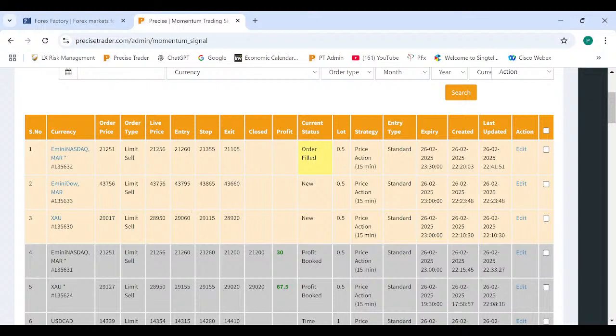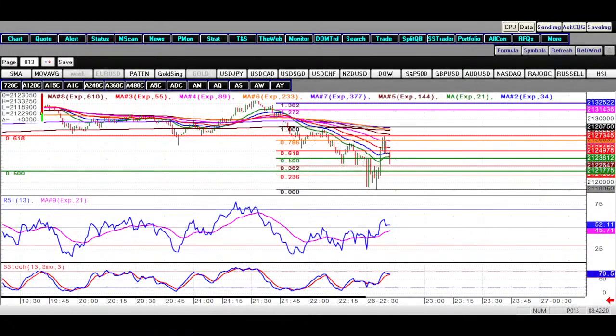Now let me see the Dow Jones. Dow Jones is 700. I'm not sure whether you want to go for that. See, it's dropping very fast.